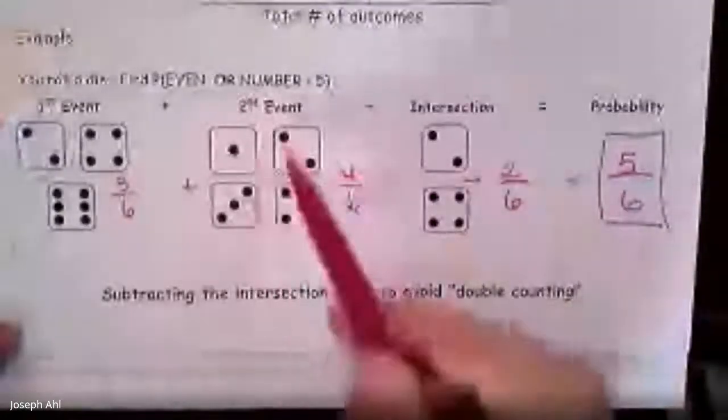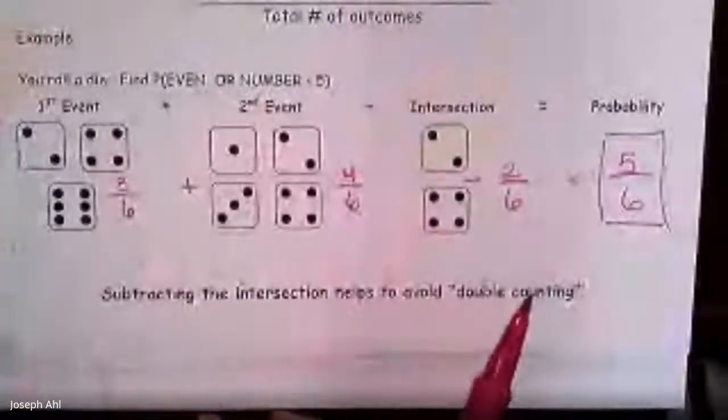So we're going to say that this is 3 out of 6 plus the 4 out of 6 here. But then from that, we're going to subtract the 2 and the 4 because they occurred twice. So if you subtract out 2 out of 6, we now have a total probability of a 5 out of 6 chance that we would roll an even or a number less than 5. Like I mentioned a second ago, subtracting out that intersection helps to avoid what we would call double counting. Okay, we don't want to count the 2 and the 4 twice. We definitely want to count them at least once.